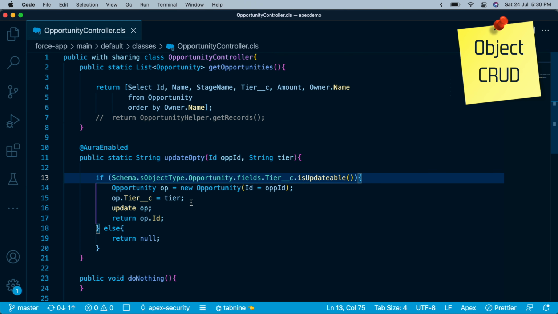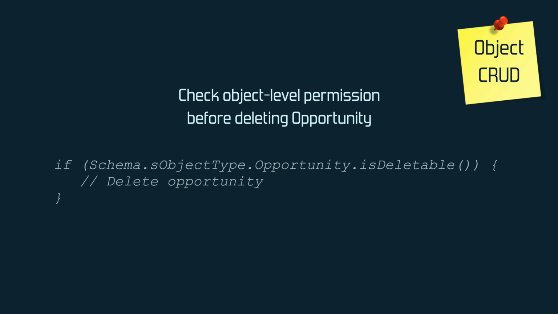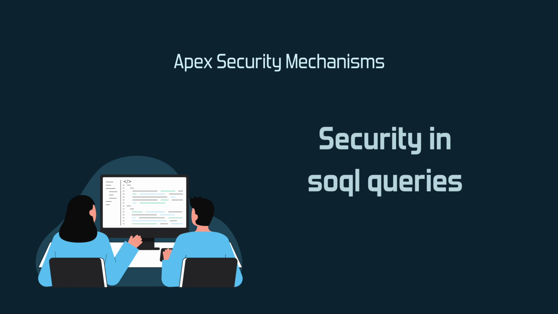Similarly, if we want to check object level permissions, we can call methods on the Schema.DescribeSObjectResult at the object level. Now let's move on to security in SOQL queries.